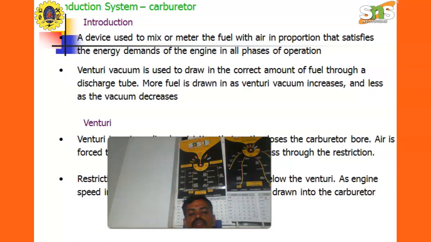The venturi is a streamlined restriction that partly closes the carburetor barrel. Air is forced to speed up as it enters the venturi and passes through the restriction. The restriction causes the formation of a vacuum below the venturi. As engine speed increases during acceleration, more air is drawn into the carburetor.